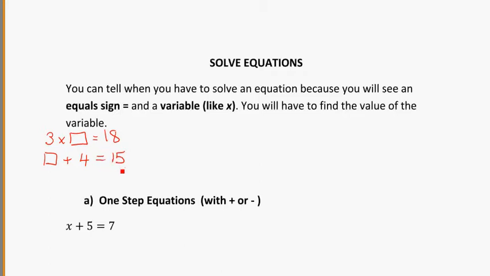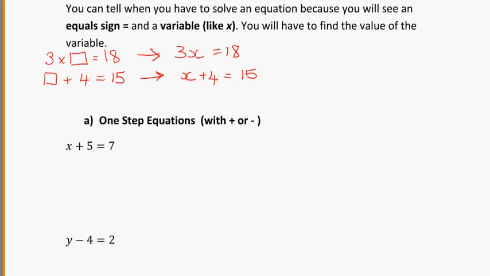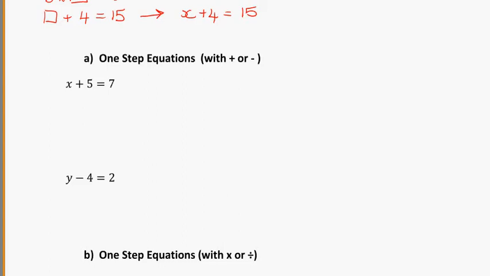These sentences are called equations, and we use the letter x to represent the unknown number. So this one could be rewritten as 3 times x, but remember, with times x you just put the x next to the number: 3x equals 18, and that's an equation, or x plus 4 equals 15. The value of x that makes the sentence true is called the solution. So we're going to go ahead and revise our one-step equations and start with ones that involve plus or minus.